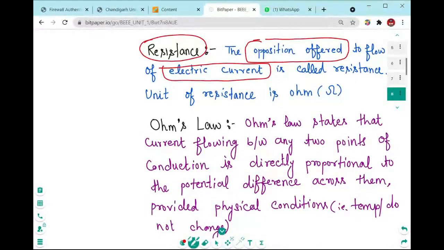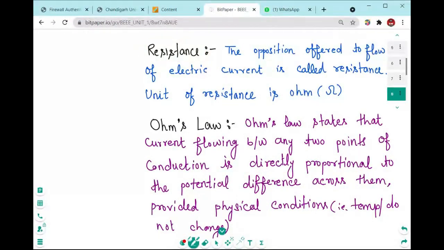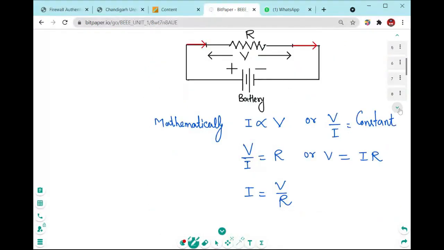So we have seen this definition in the last lecture also. Is there any doubt related to this? We can explain, otherwise we can move on. So right here you can see the circuit. This is the battery right here, and this is the resistance. Across this resistance, we will consider the 2 points A and B.